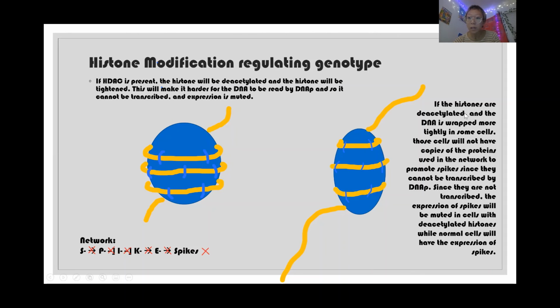If the histones are deacetylated, then the DNA is wrapped more tightly around the histone complex, and so DNA polymerase cannot go ahead and read around the DNA, and so the proteins that are being used to make the spikes are not going to be able to be transcribed, and so the expression of spikes will be muted.